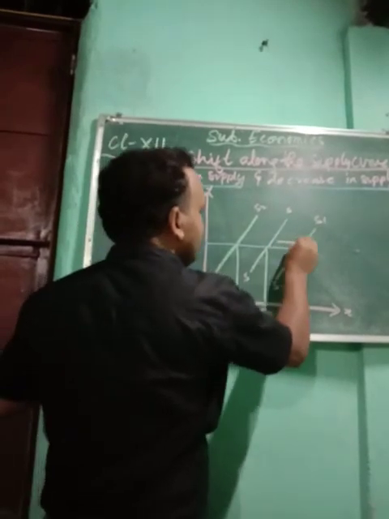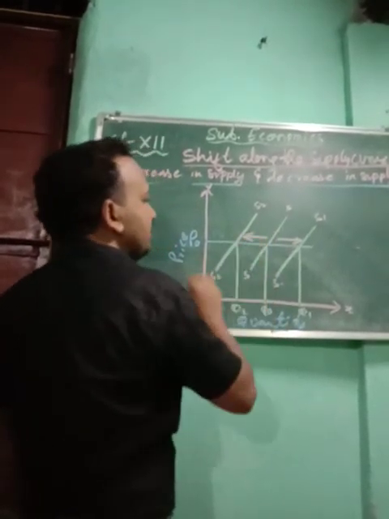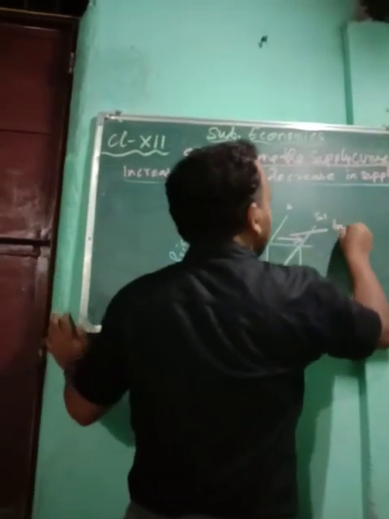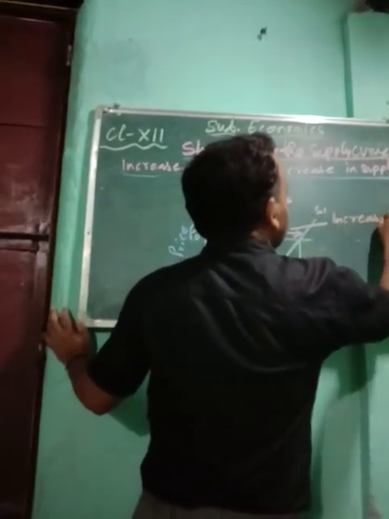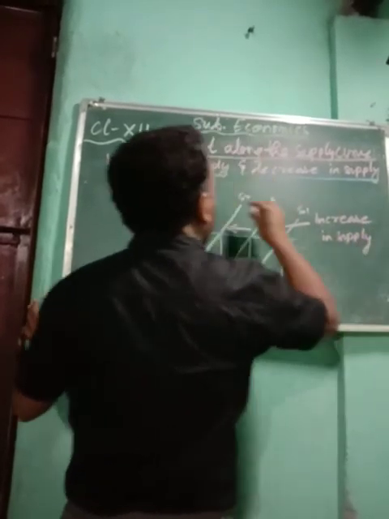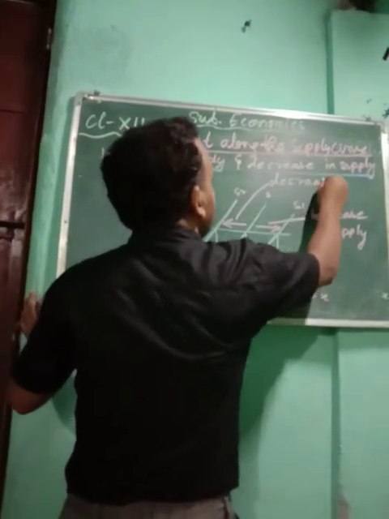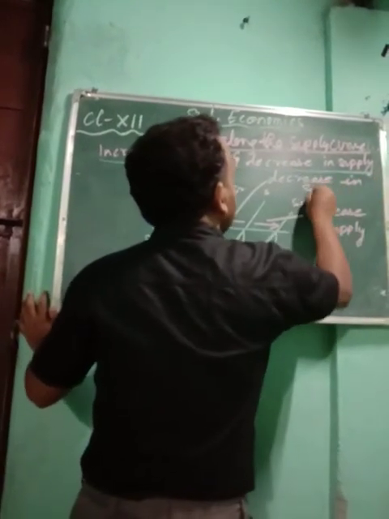Now we will be giving this arrow. This arrow will show increase in supply. This arrow will show decrease in supply. This is increase in supply, and this arrow shows decrease in supply.